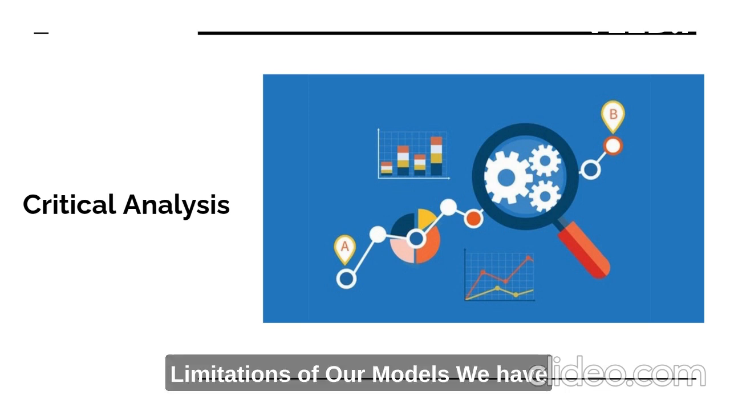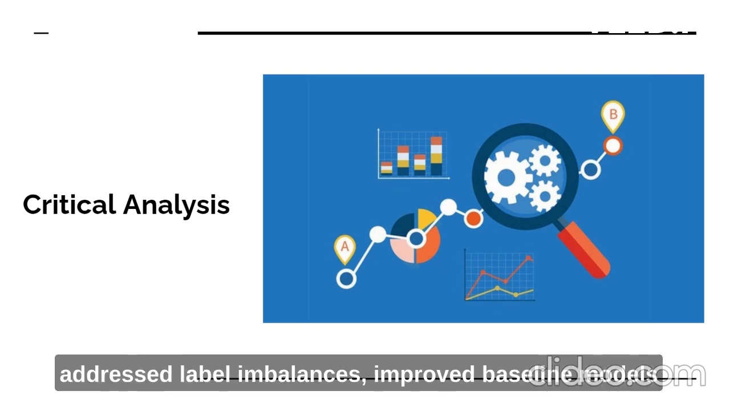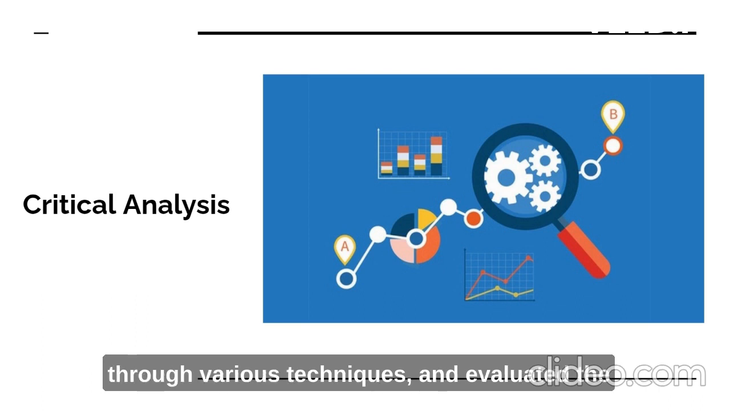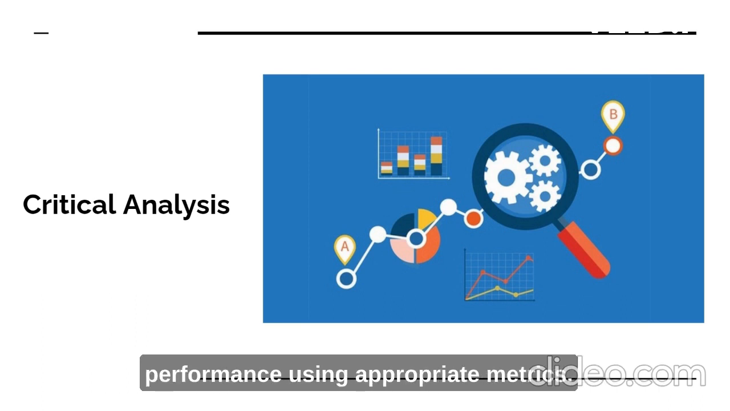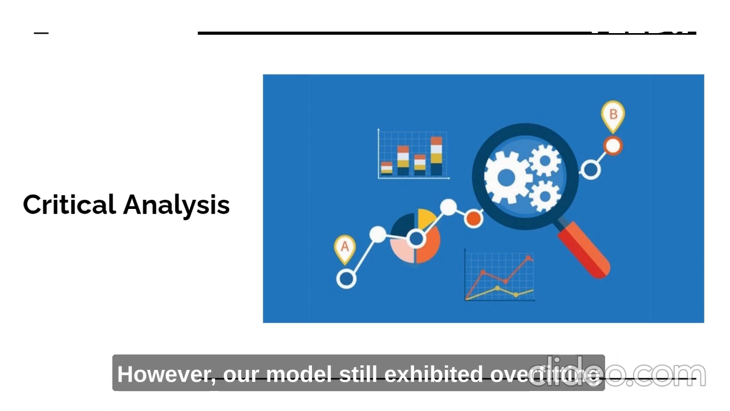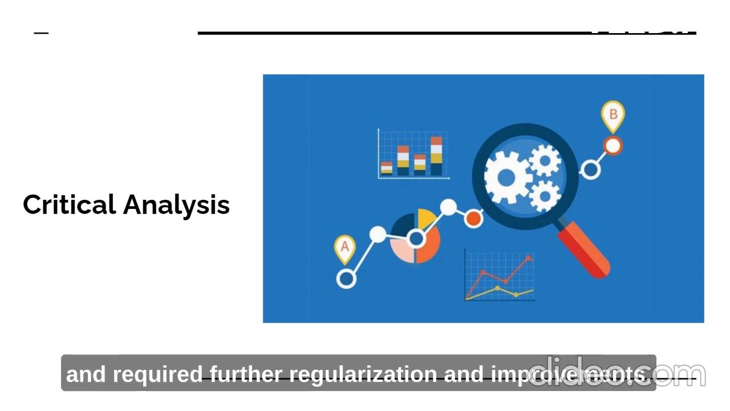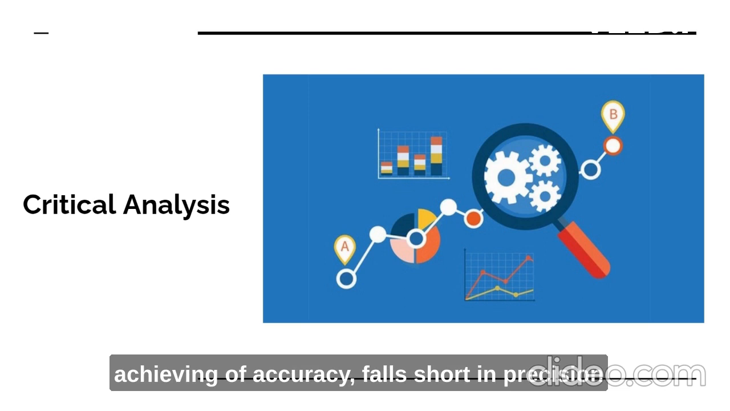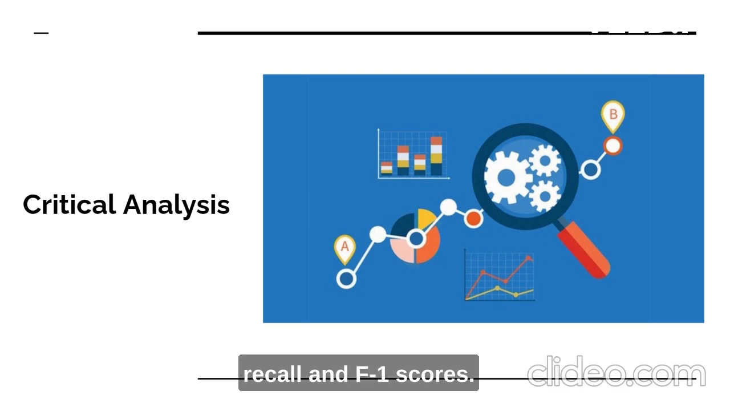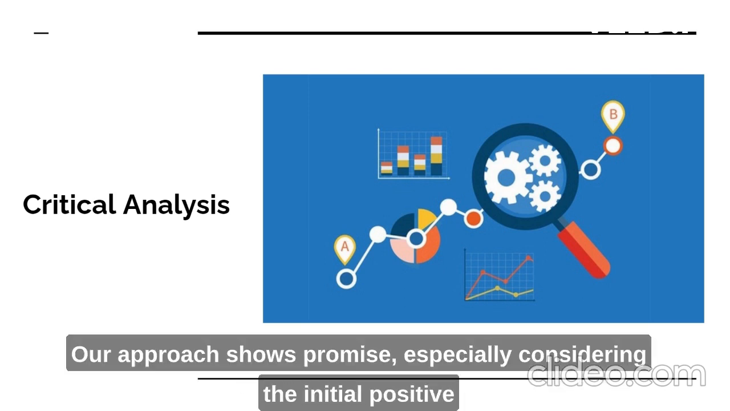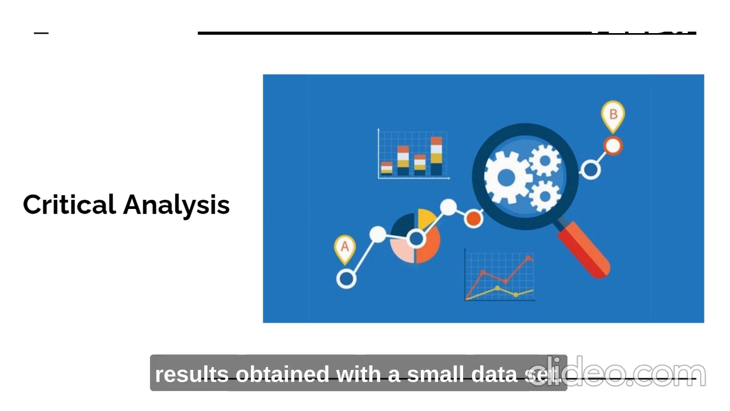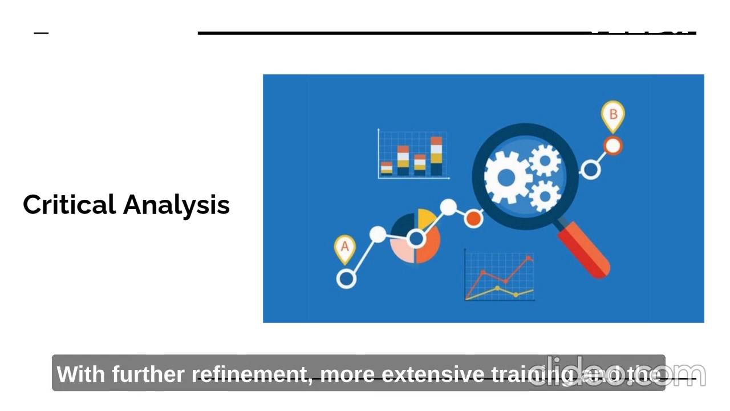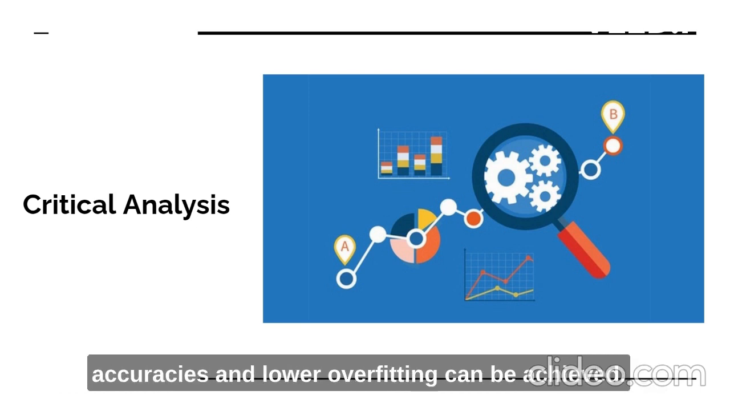Limitations of our models: we have addressed label imbalances, improved baseline models through various techniques, and evaluated the performance using appropriate metrics. However, our models still exhibit overfitting and require further regularization and improvements. The model for predicting cell type, although achieving reasonable accuracy, falls short in precision, recall, and F1 scores. Our approach shows promise, especially considering the initial positive results obtained with a small dataset. With further refinement, more extensive training, and the adoption of advanced techniques, we believe that higher accuracies and lower overfitting can be achieved.